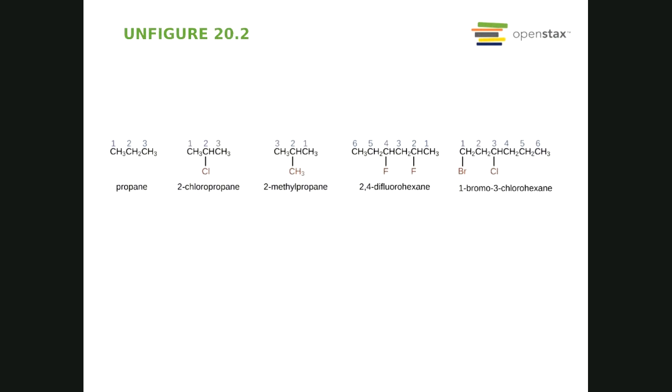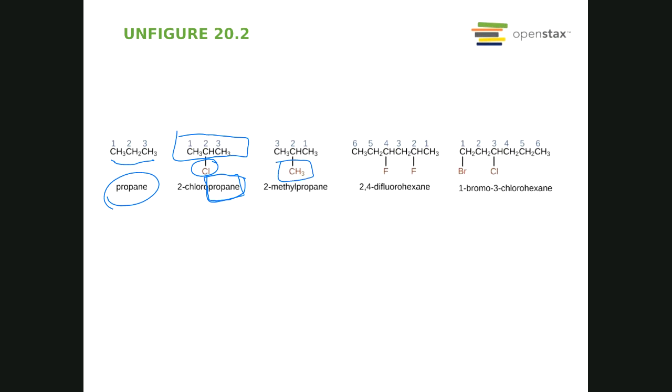Three carbons, no branch, so it's propane. The main name is propane, but you have a chloro group on carbon number 2. You give the location, and then you give the name of the branch, then you give the main carbon chain. So we have a main carbon chain that is propane, and on carbon 2 we have chloro, so it's 2-chloropropane.